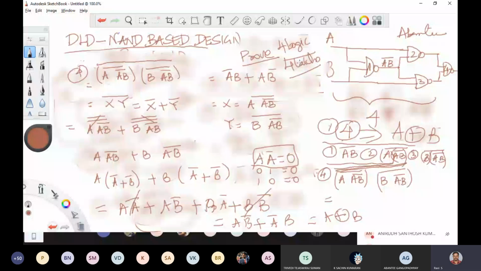So now this same logic, we implemented using 4 NAND logic gates, correct? So 1 NAND logic gate is reduced compared to the previous design. Yes, sir.